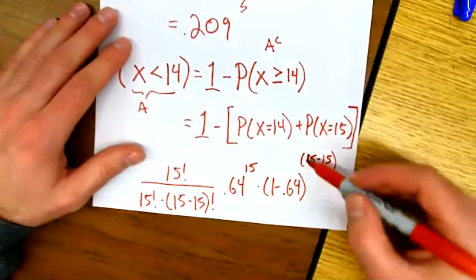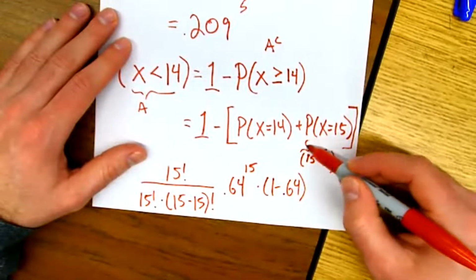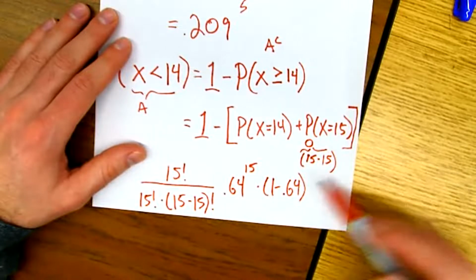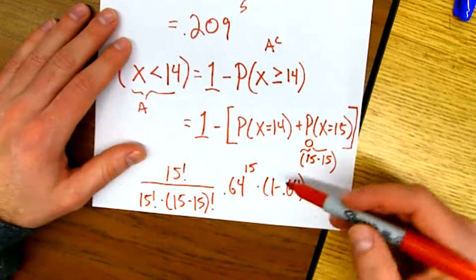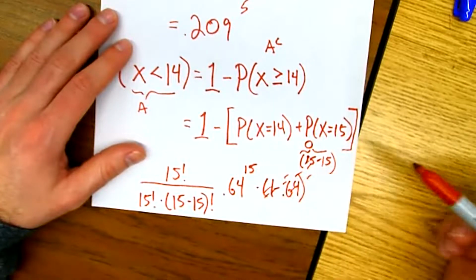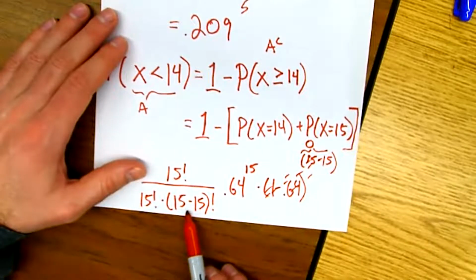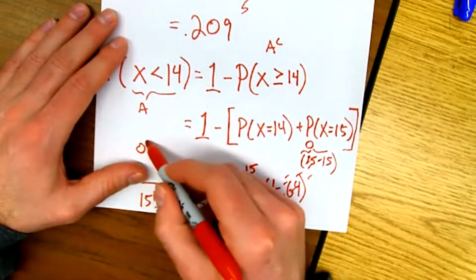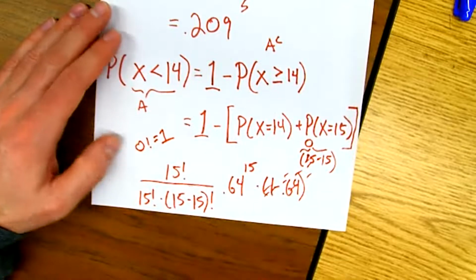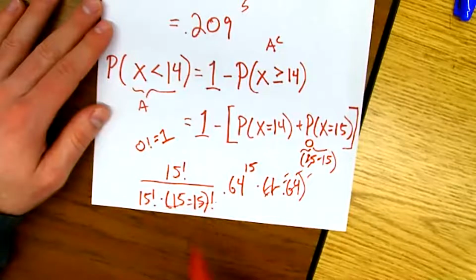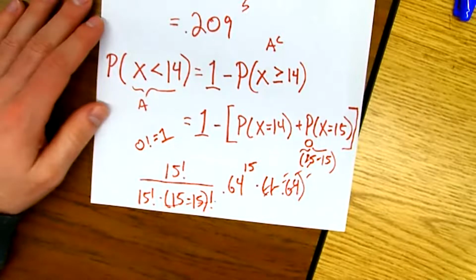Well, remember, if we think about here, 15 minus 15 is 0. Anything to the 0 power is just 1. So if we're multiplying something by 1, it doesn't change anything. We can essentially ignore that. Right? Here, 15 minus 15 is 0. Remember, 0 factorial, we said, is actually equal to 1. So this would just be 1, so we can really ignore that. Multiplying or dividing by 1 doesn't change anything.